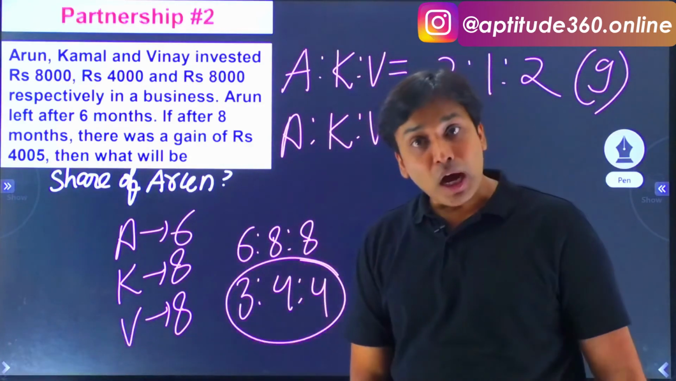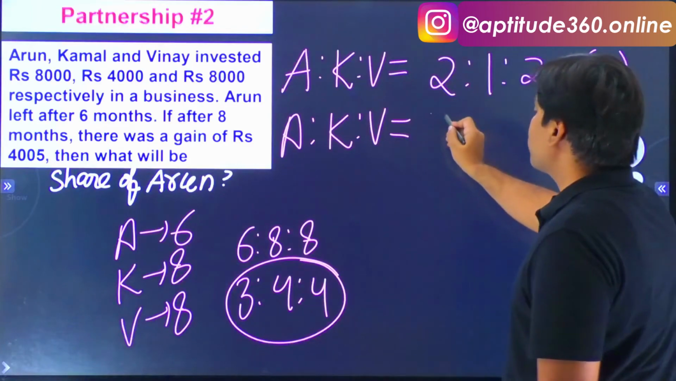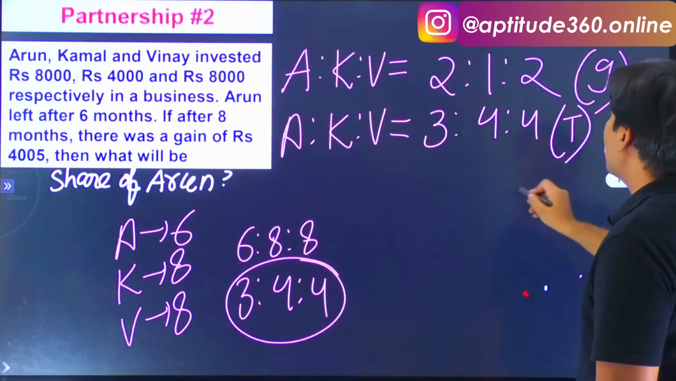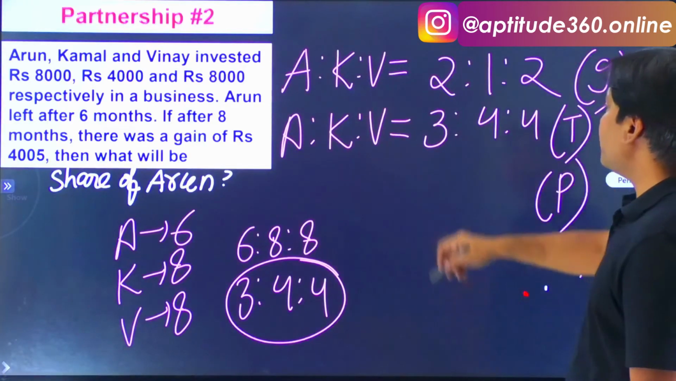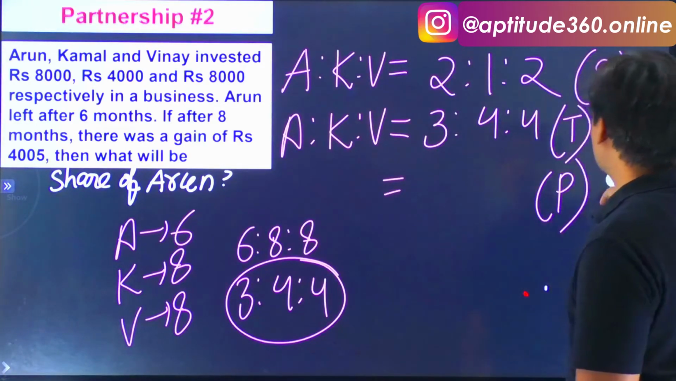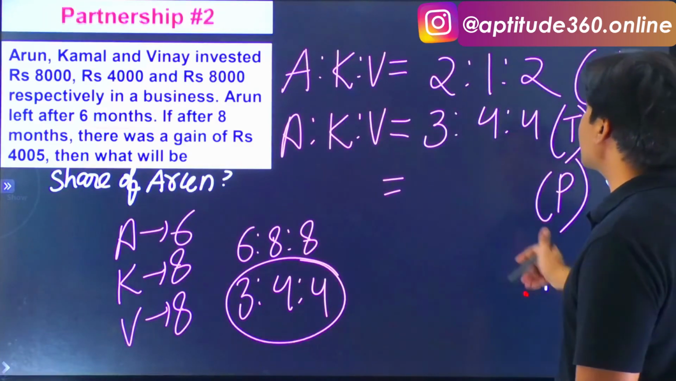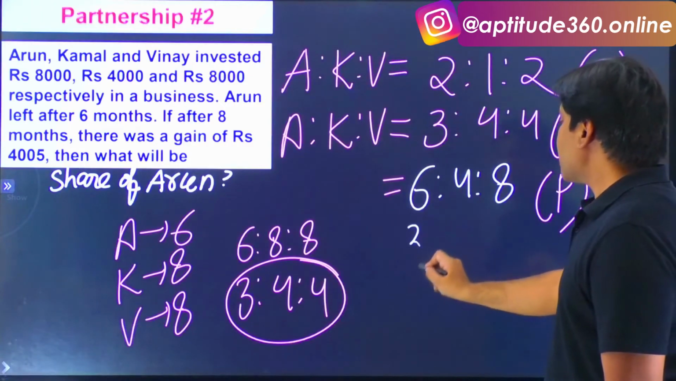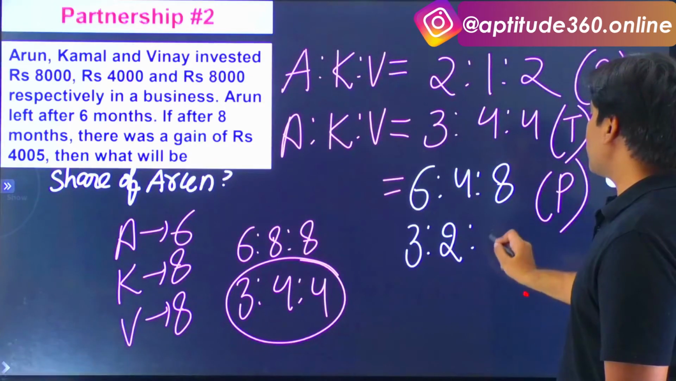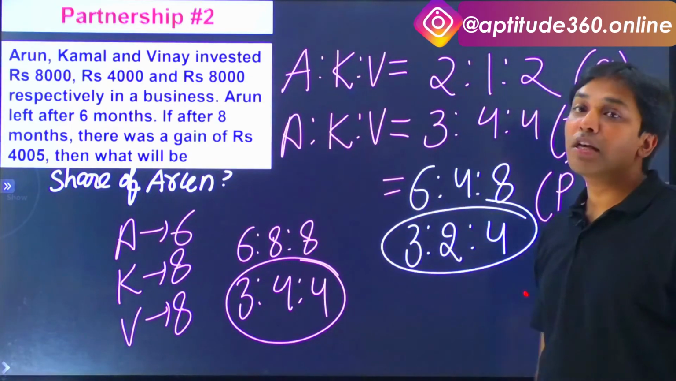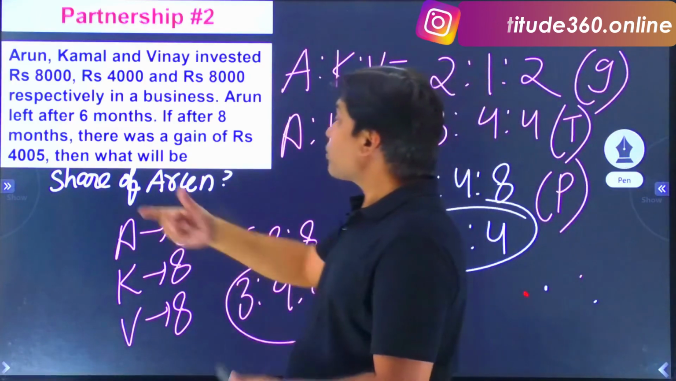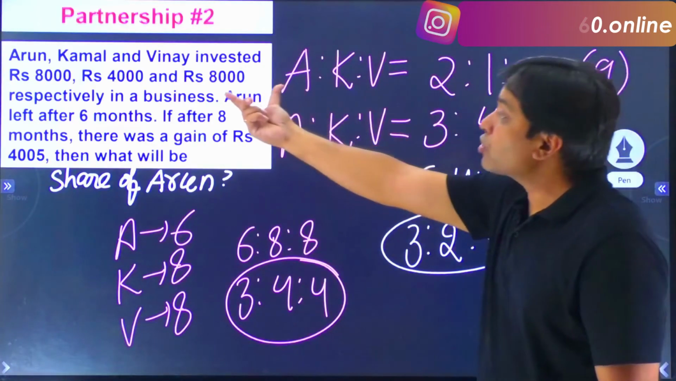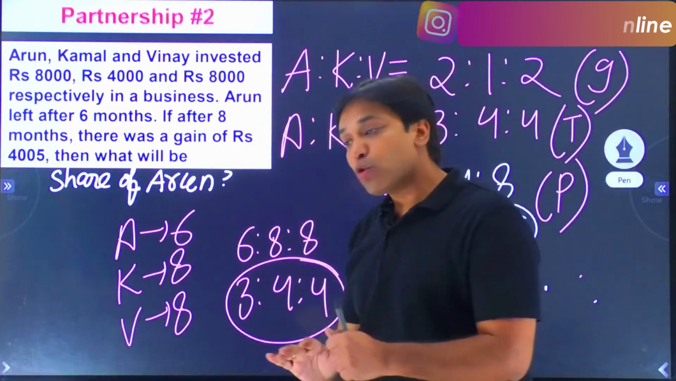क्या ये सिंपल हुआ? और अगर ये सिंपल हो गया तो आप क्या लिखोगे? 3:4:4, which is the ratio of their time period. So what is going to be the ratio of profit? It is coming out as what? 3 into 2, which is 6:4:8. Further, if you simplify, this is 3 into 2 into 4. So this is the ratio in which this profit 4,500 rupees should be distributed amongst Arun, Kamal and Vinay.